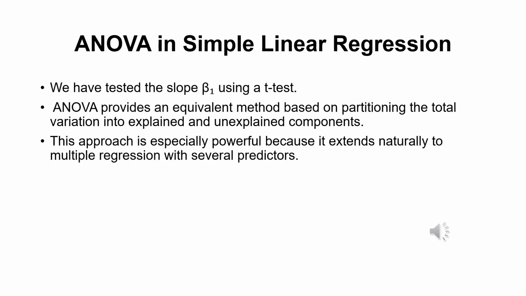ANOVA in simple linear regression. We've already tested the slope beta using a t-test. ANOVA provides an equivalent method by splitting the total variation into explained and unexplained components. This approach is especially powerful because it extends naturally to multiple regression with several predictors.